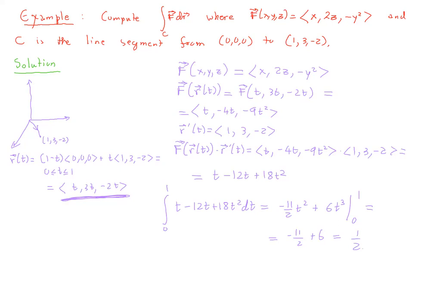And that's it. So again, this example clearly shows you that computing such an integral is a whole bunch of interpretations. You need to find F of r of t, you need to find r prime of t, you need to take their dot product, and eventually you integrate this over the domain of the parameterization.